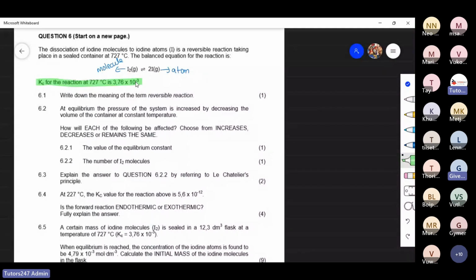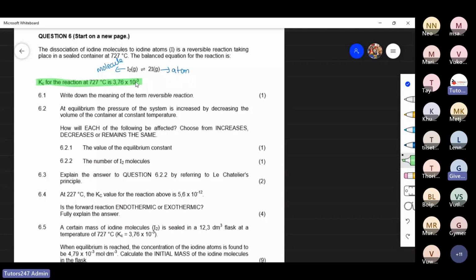Now, first question. Write down the meaning of the term reversible reaction. A reversible reaction is one in which both the forward and the reverse reactions can take place. So we can go from iodine molecules to iodine atoms, and we can go from iodine atoms to iodine molecules. Both reactions can occur, the forward and the reverse reaction.